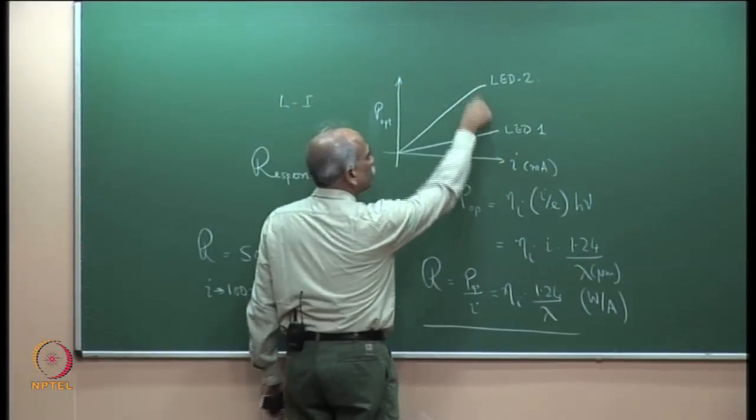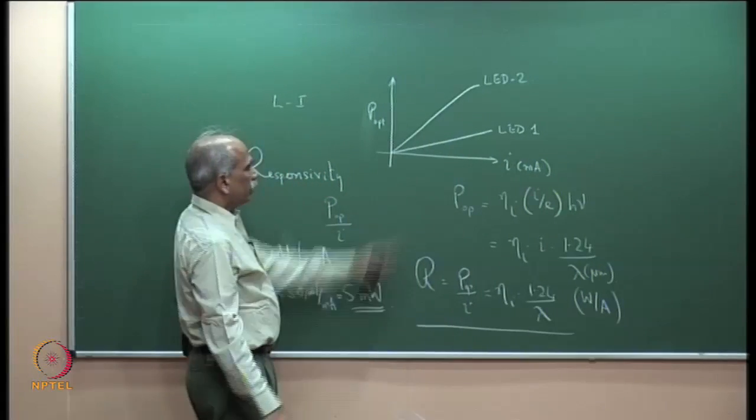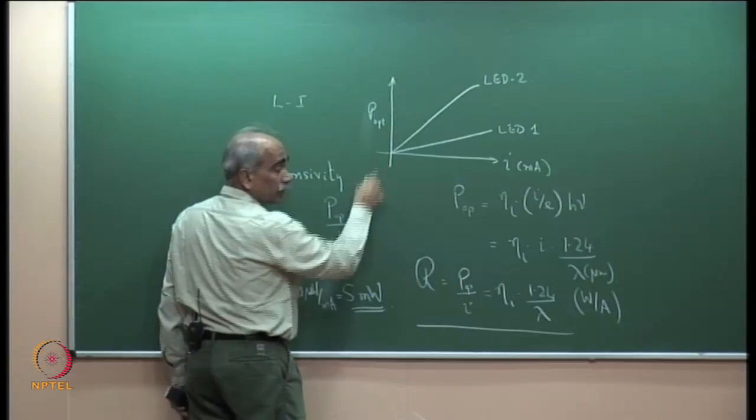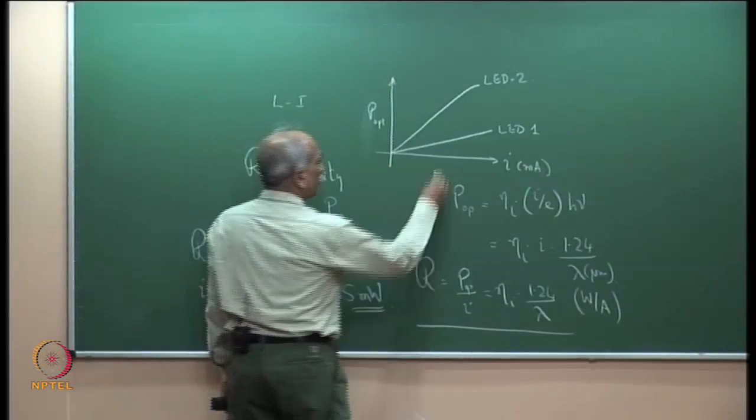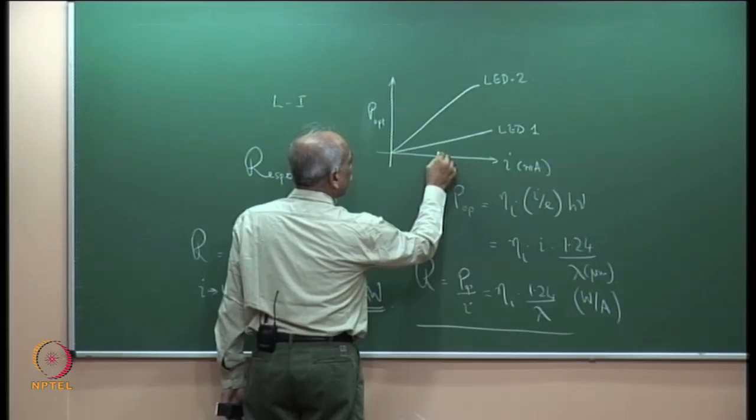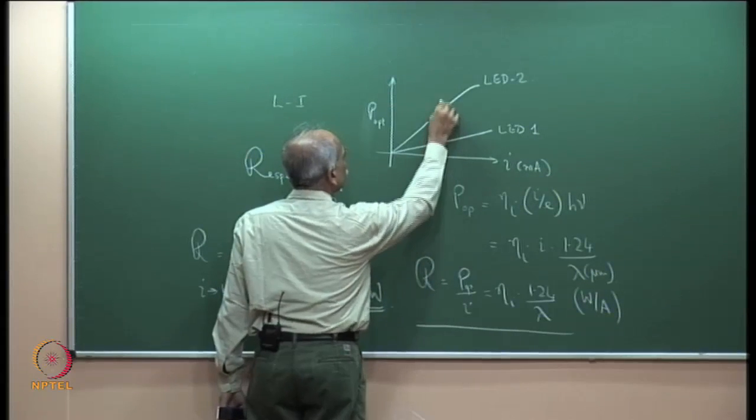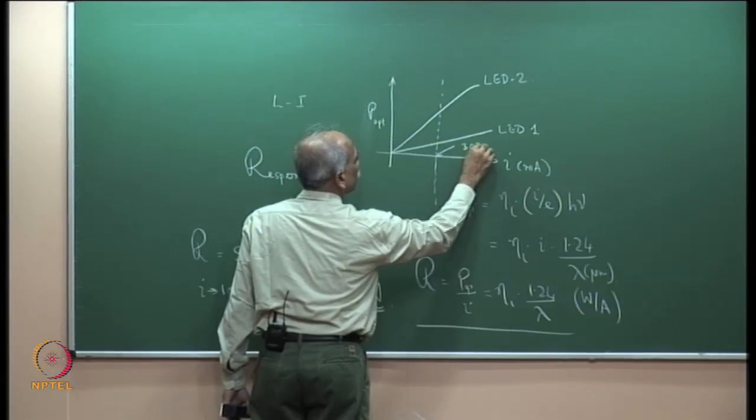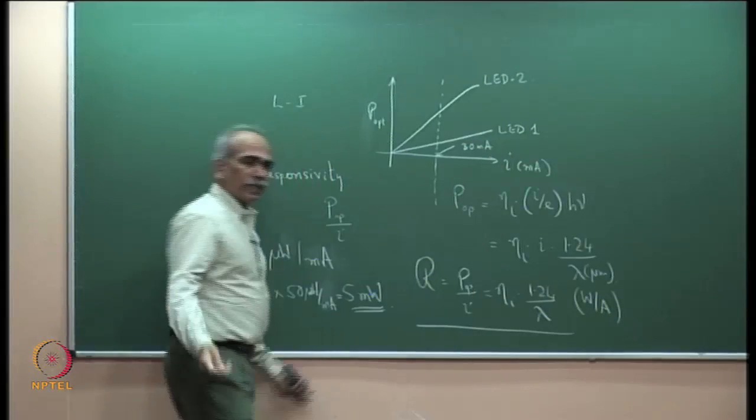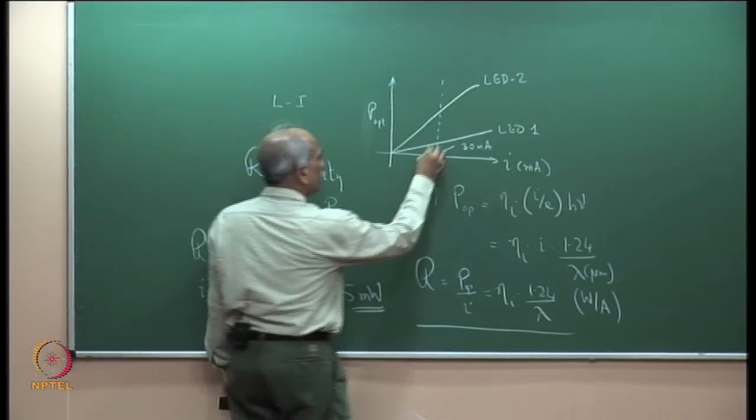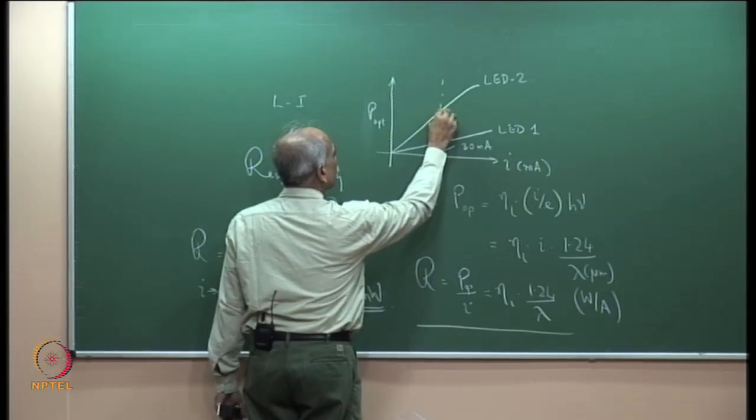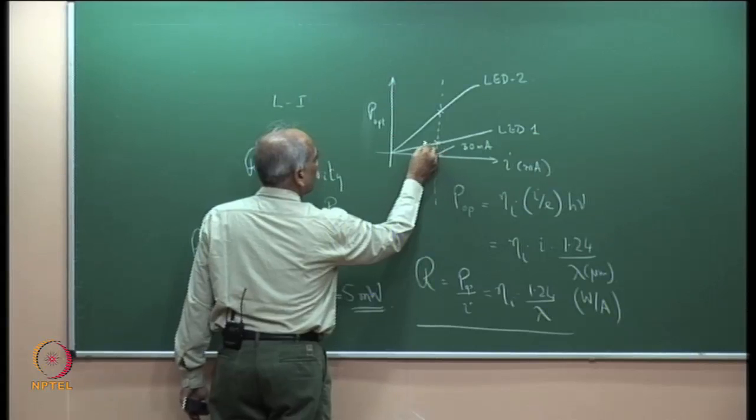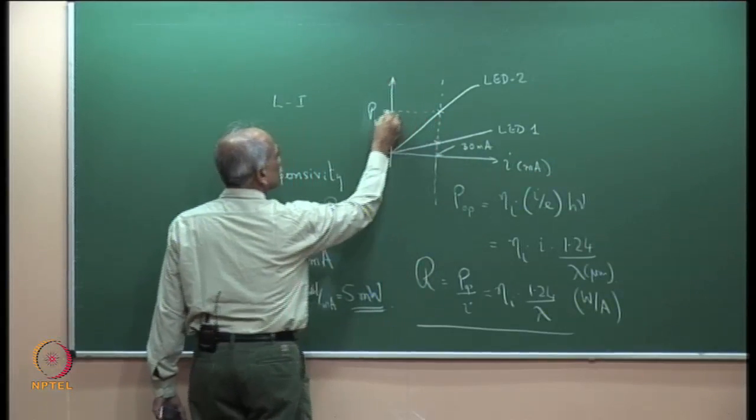So if you have two LEDs with different responsivity, here it refers to slope, because it starts from 0, it is the slope. If you choose an operating current here, for example, 30 milliampere or 40 milliampere, some current, then the Q point for this LED is this one, and the Q point for this LED, that is the operating point, is here. So the output powers are here.